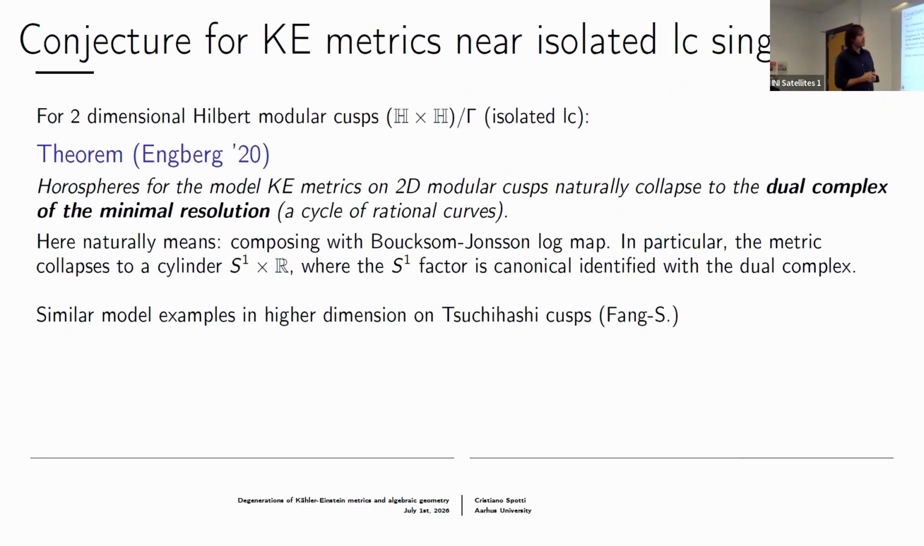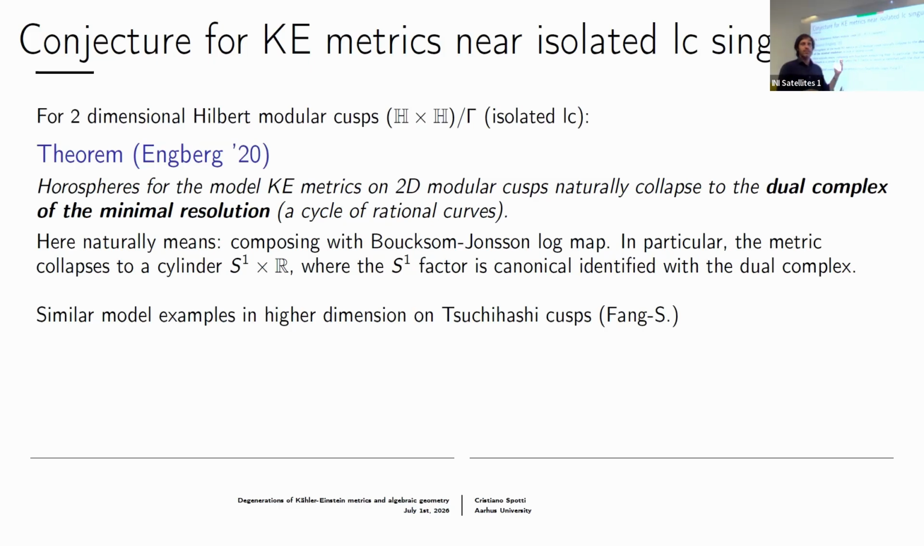The only thing I wanted to mention is that maybe there is some hint of what is going on if one analyzes a certain example. I had a student a few years ago who analyzed, from this perspective, the natural metric on the hyperbolic cusp. And here the metric actually collapses down to a cylinder, S1 times R. If you write down coordinates, it is obvious. But what is the meaning of this S1 in terms of algebraic geometry?